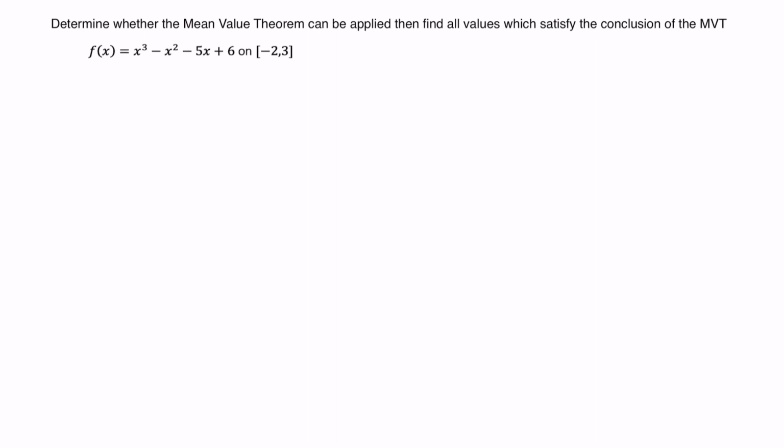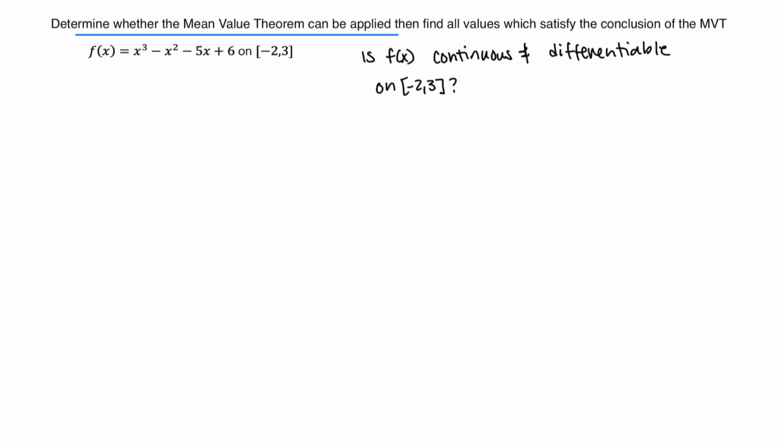So the first thing we need to do is determine whether or not this function is differentiable and continuous on the interval. And so what we're doing here is we're determining whether the mean value theorem can be applied. That's what we're doing here. Well, yes, it is. Since f is a polynomial, it is continuous and differentiable everywhere.